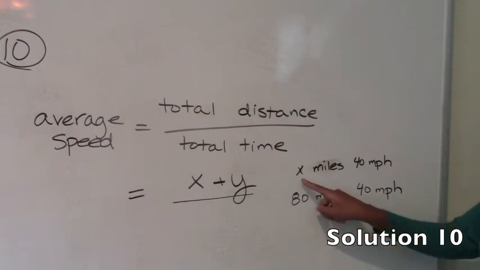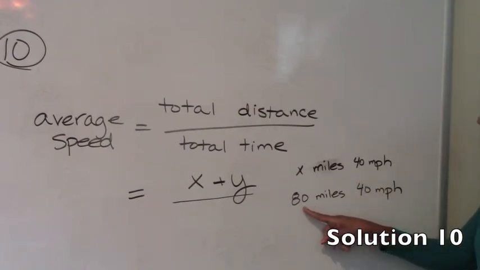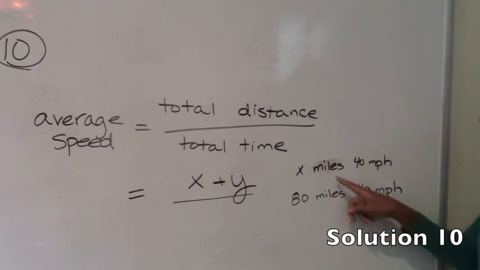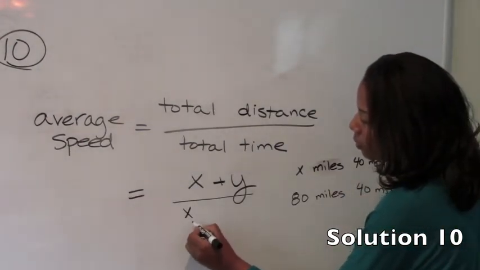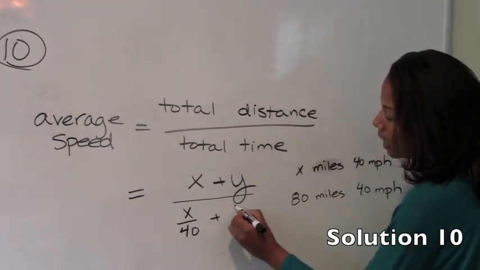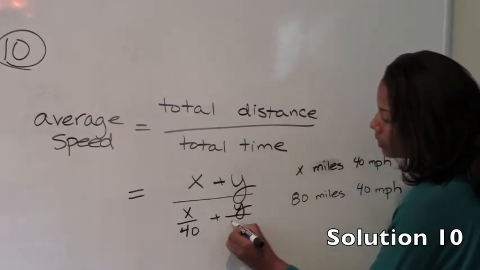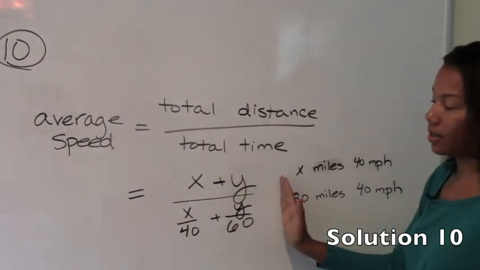So the same thing here. X divided by 40 tells you how long Sean was traveling at 40 miles per hour. Okay, so temporarily plug in a number and see what the operation is, and then go back to the original expression. So the time going at 40 miles per hour is X over 40, and by the same token, the time going at 60 miles per hour is Y over 60. So this is our average speed.